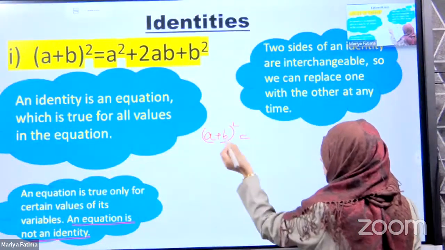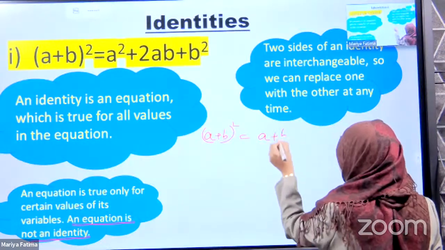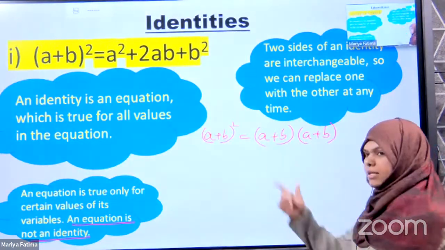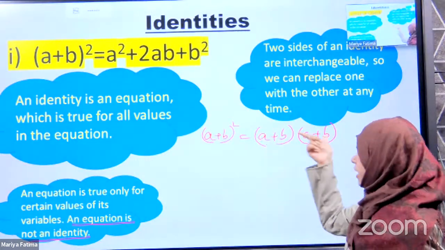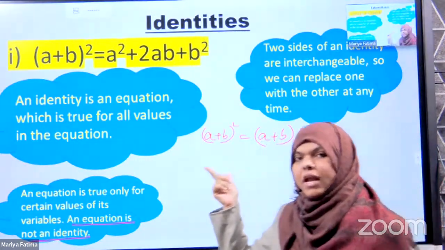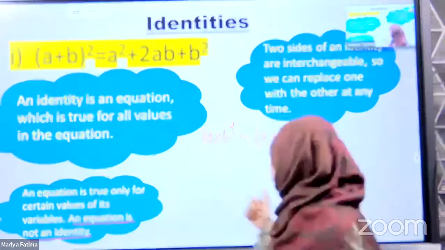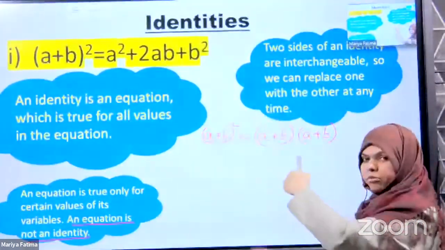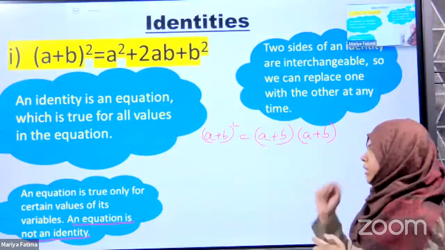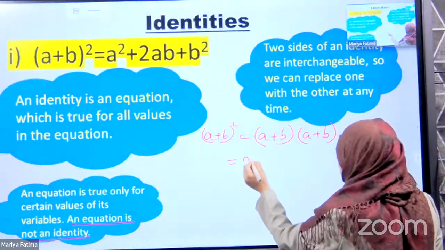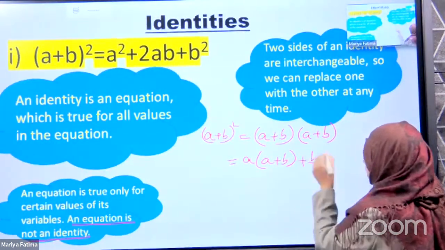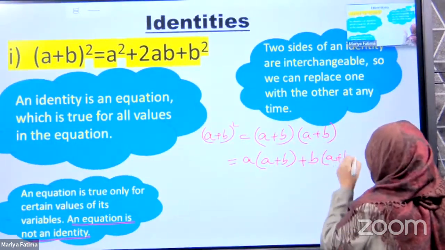What is the meaning of this? A plus B into A plus B. This is binomial and this is binomial. You know very well how to multiply the binomials. We have to multiply each term of the first binomial with all the terms of the second binomial. So first we are taking A into A plus B plus B into A plus B.